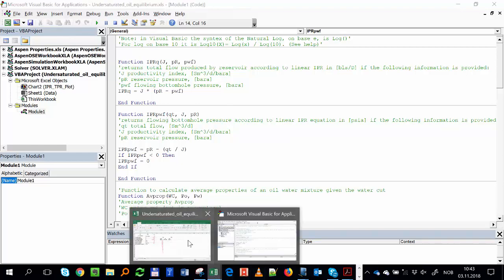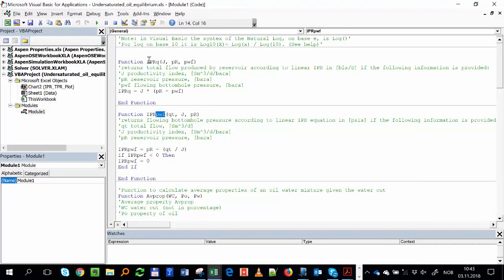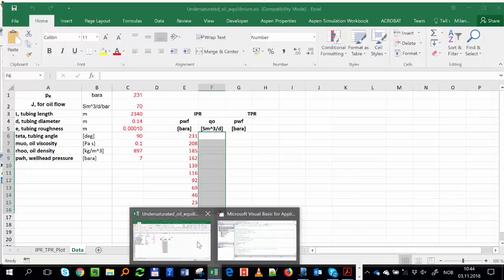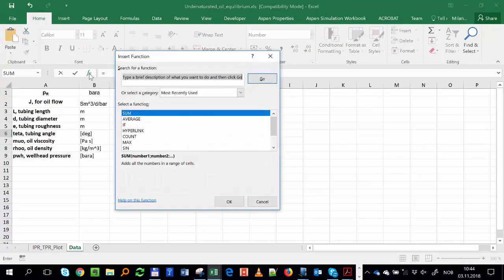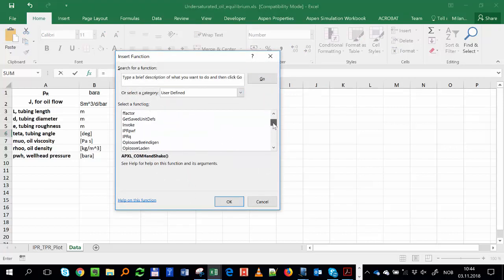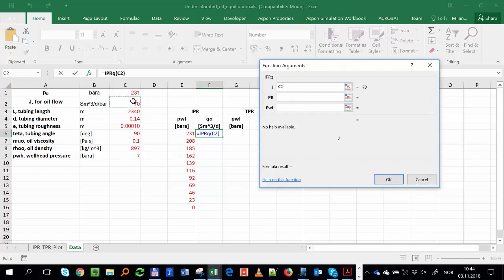Let's go back to our Excel sheet. We have defined the pressure range. Now we want to calculate the rate, so we are going to use the second equation, IPRQ. Let's use IPR first. We find it here with the function, IPRQ. J, I have it here.